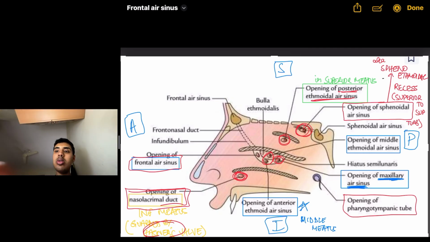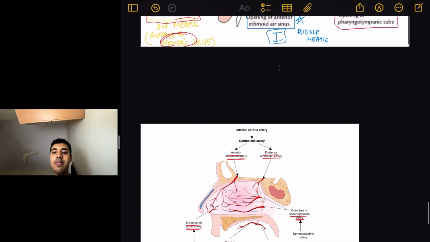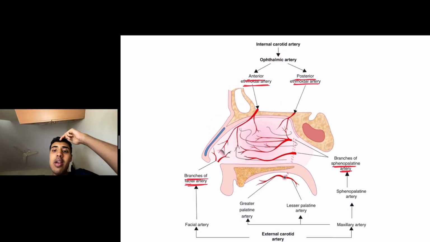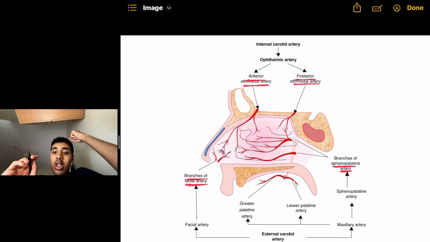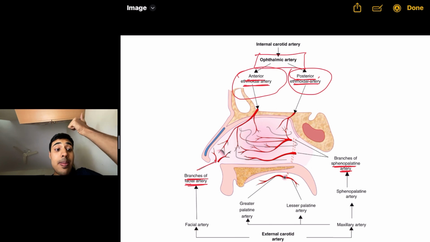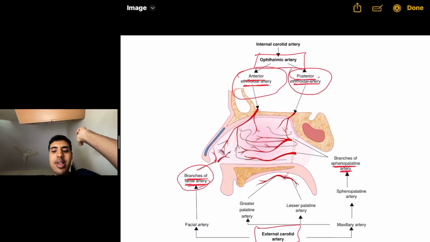Then coming to the blood supply. Similar to the nasal septal blood supply, you have the branches of the internal carotid artery, the ophthalmic artery, giving rise to the anterior ethmoidal artery and posterior ethmoidal artery. Same as that, there also, to the vestibular area, you had the septal branch of the superior labial artery, which is a branch of the facial artery. So here also you have branches of the facial artery. Facial artery is a branch of the external carotid artery.